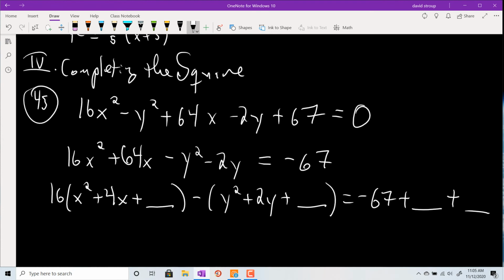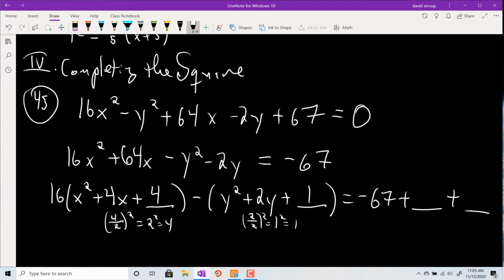Okay, so the thing, it's b all over 2 squared. So in this case, b is 4. 4 over 2 is 2. 2 squared is 4. So I'm adding 4 in here. And then the other guy, 2 all over 2 squared is the same as 1 squared, which is 1.